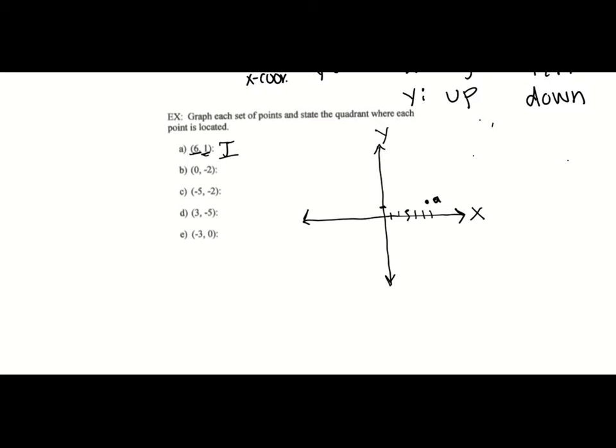Okay, let's try point B. Our X value is 0, so that means we're not going to move right or left. We're going to just stay right in the middle. And if our Y value is negative 2, that means we're going down 1, 2. And our point is right there, our point B. So if this is our point here, it's not in either quadrant, it is right on our Y-axis.